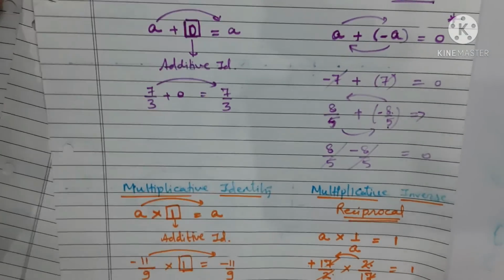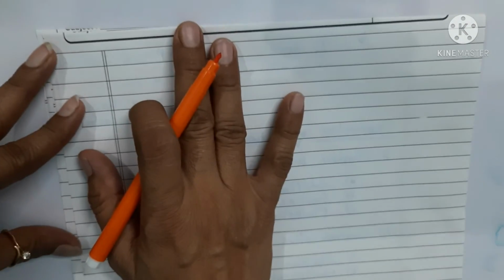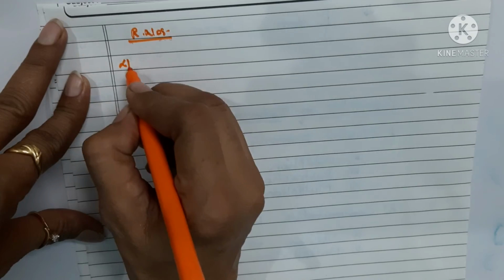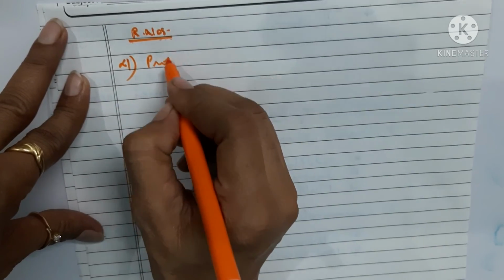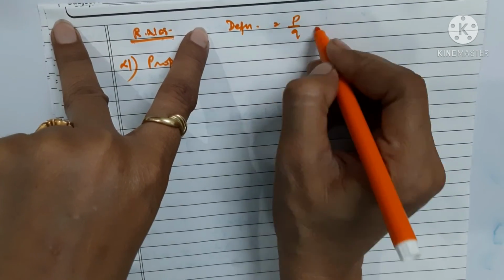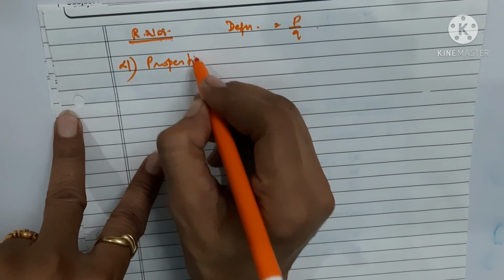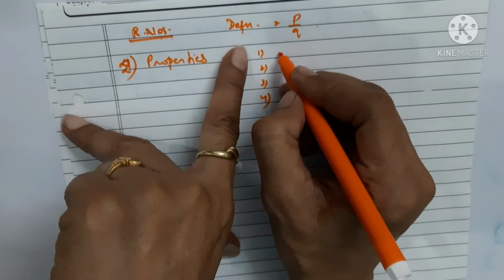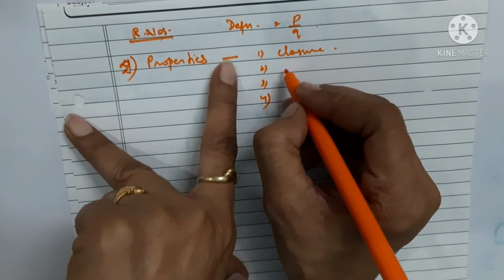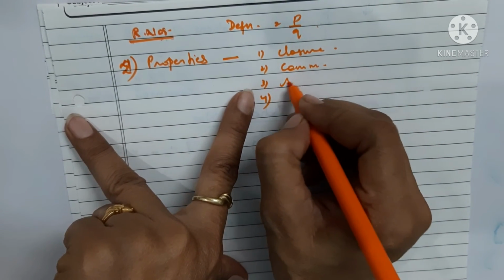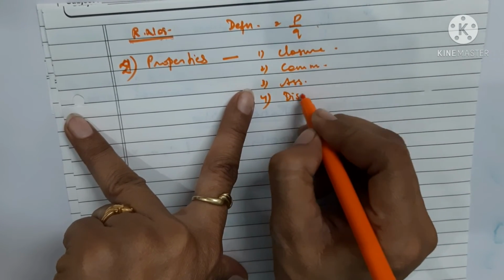What things have we done till now? What were the things to be kept in mind in rational numbers? We were having properties of rational numbers. The first thing is the definition as p by q form, which we have done. Then the properties, which I have already told you about. There were 4 properties. Property number 1 is the closure property. The second is the commutative property. The third is the associative property, and the fourth is the distributive property.